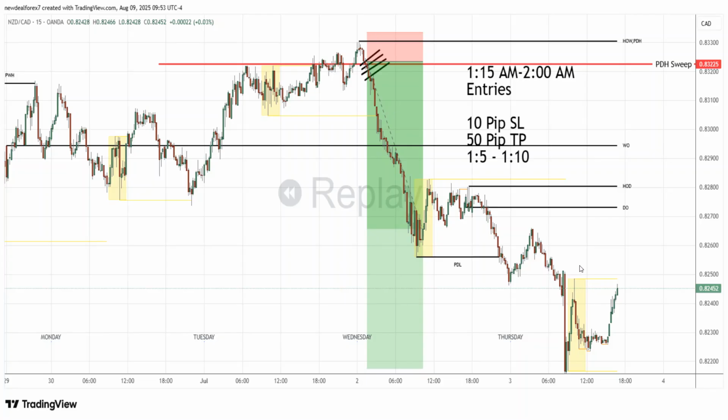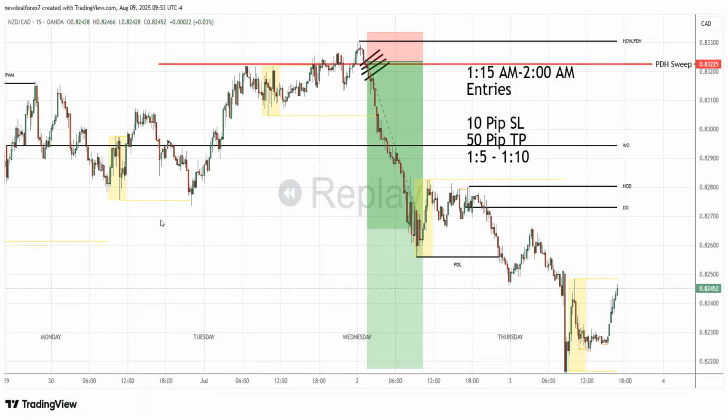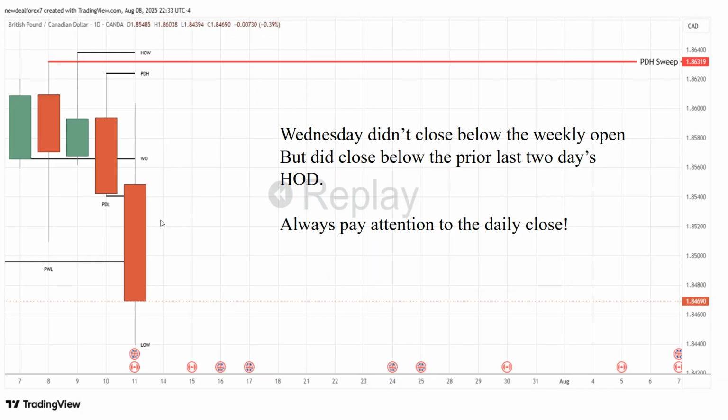Price went down through Thursday, as you can see here on the weekly chart. All this was Wednesday, and then this was Thursday. All that could have been yours. Friday didn't offer much. All right, but that's that one. And then we have another midweek reversal here.